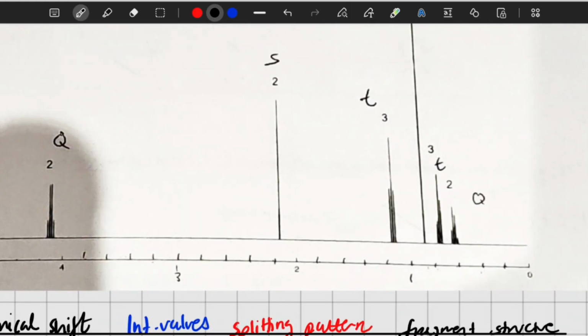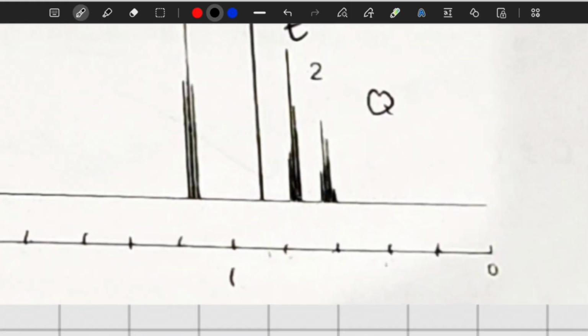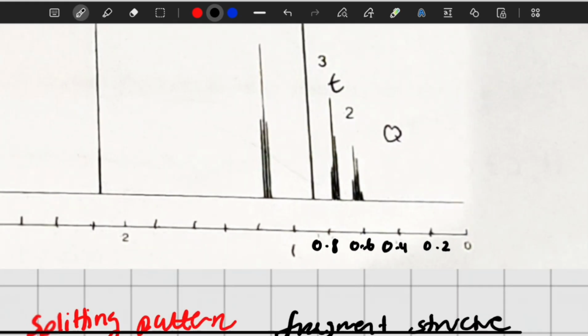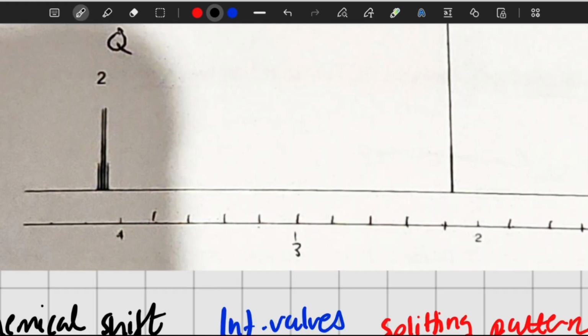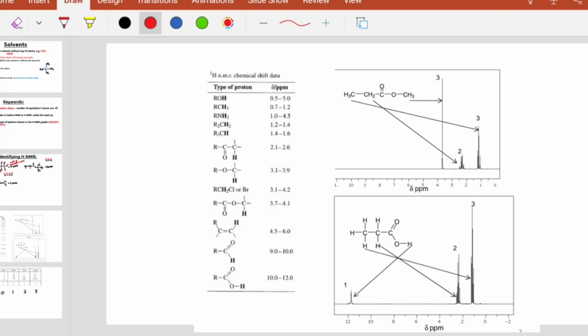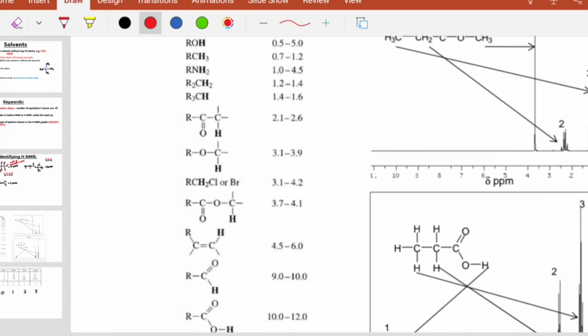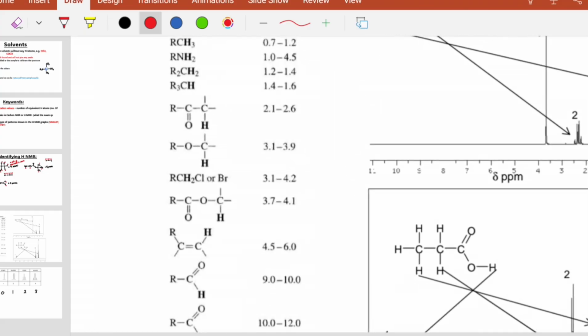So it goes up in 0.5. So this will be 0. Wait, no, it goes up in 0.2. So this will be 0.2, 0.4, 0.6, 0.8, and then this 1. Okay, so this quartet is about 4.2. It's within that range. So if you look at the periodic table, it's more than 4. So it's C9H18O2. Okay, let's see.